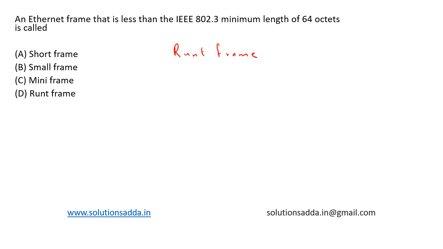These runt frames are mostly caused by collisions. Some other causes include malfunctioning network card, buffer underrun, duplex mismatches, or software issues. So, the Ethernet frame that is less than the IEEE 802.3 minimum length of 64 octets is called runt frame, and the option is option D.